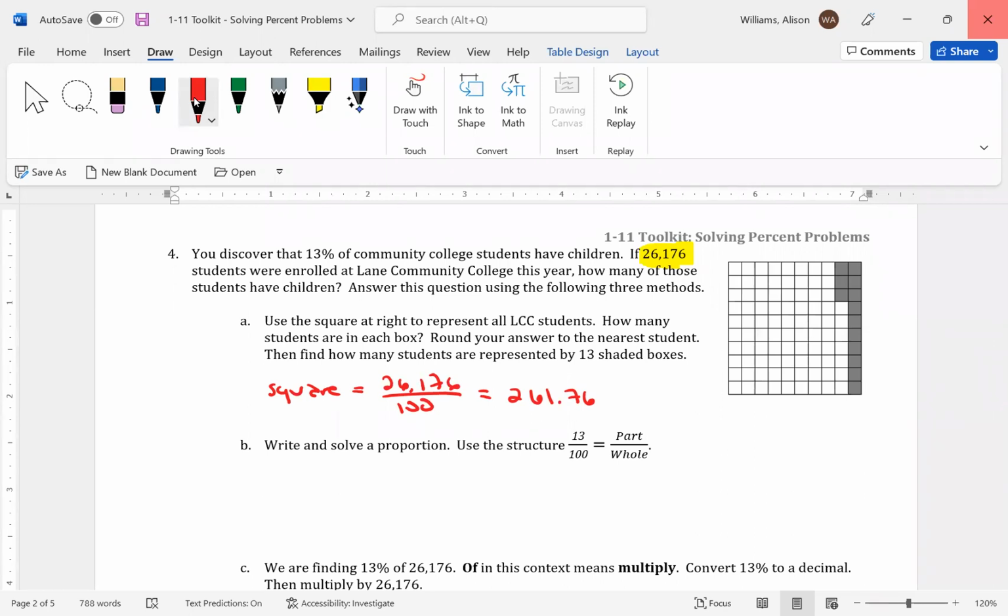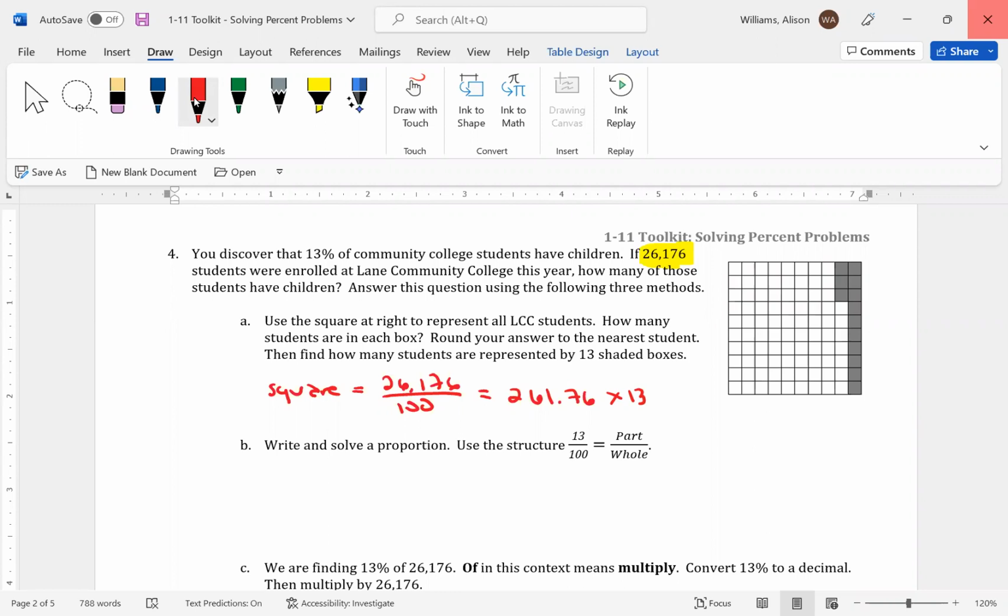because then they ask me to say, okay, so if that's how much is in each square or box, then the 13 little squares that are actually shaded, I could figure out how many students that is if I'm adding up 261.76 13 times. Or in other words, I'll just multiply this by 13.